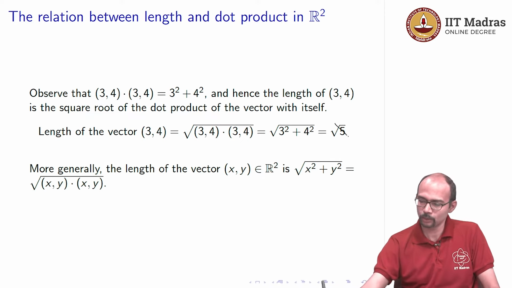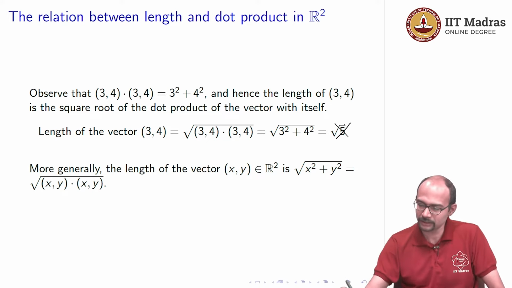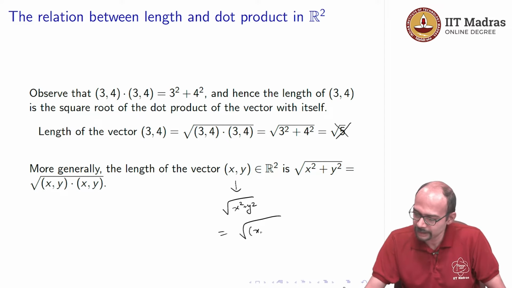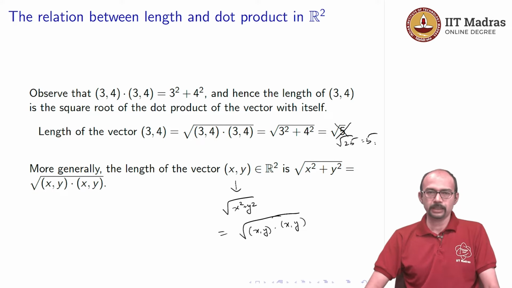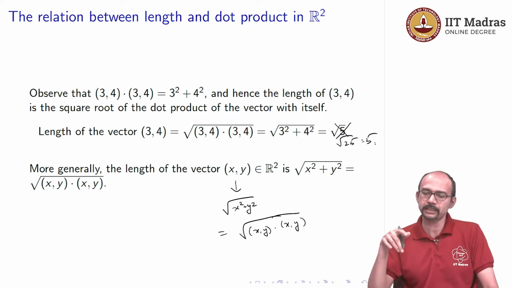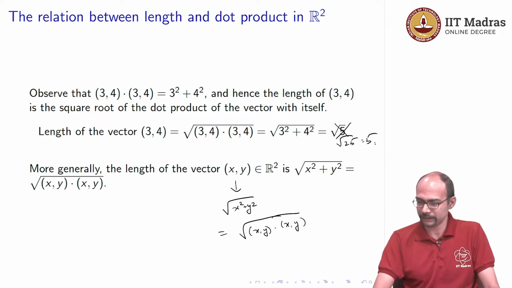Okay. So in general, of course, this is what I just said. The length of the vector is root of x squared plus y squared, which is exactly what you get by doing root of (x, y) dot with (x, y). And here, as I said, this should be root 25, which is 5. So the length of the vector is given by taking the square root of the dot product with itself. Okay, this is the take home. So the length and the dot product are related in a very intimate fashion.